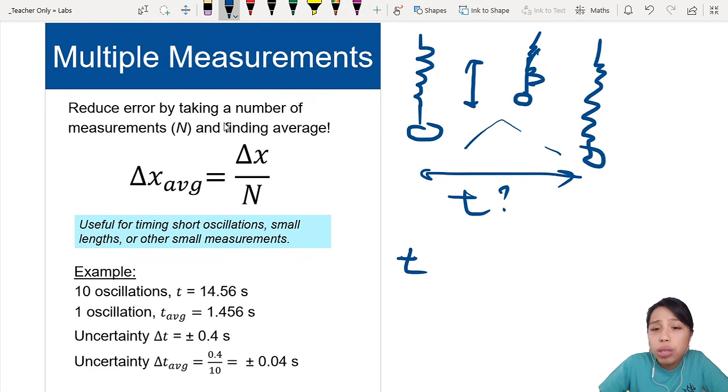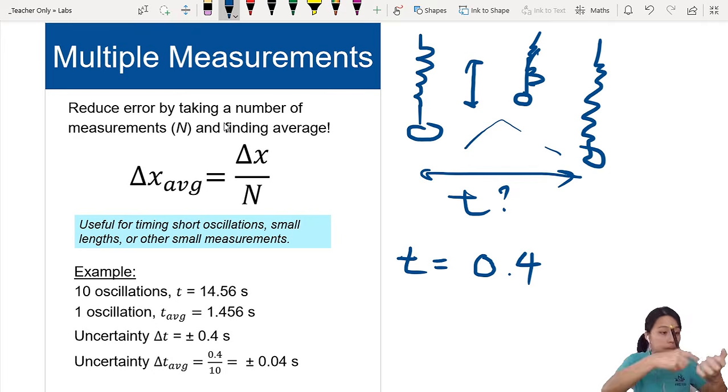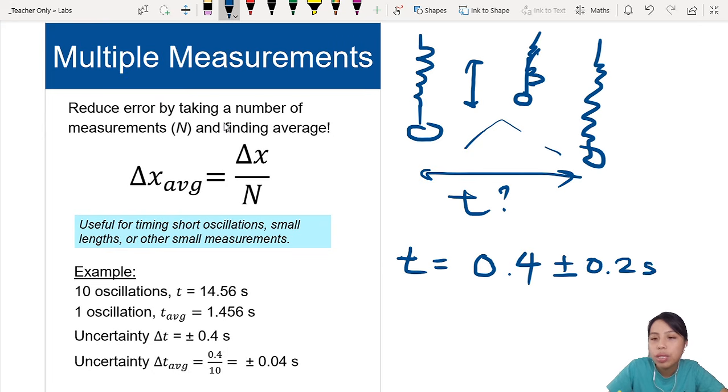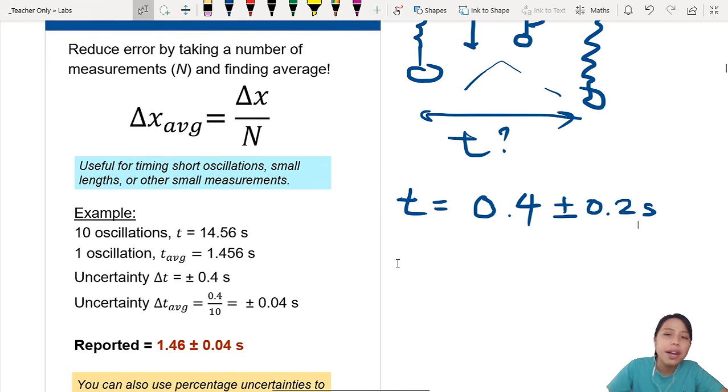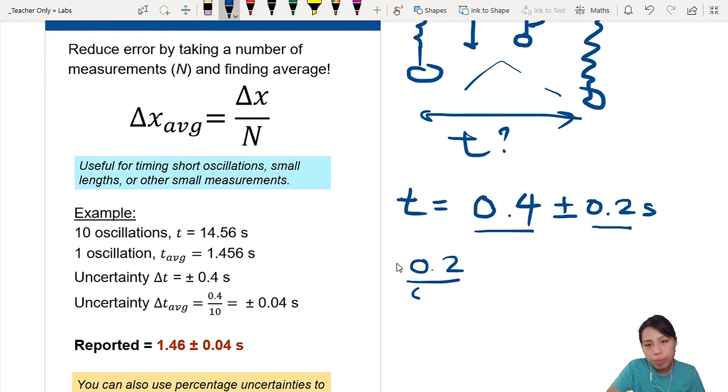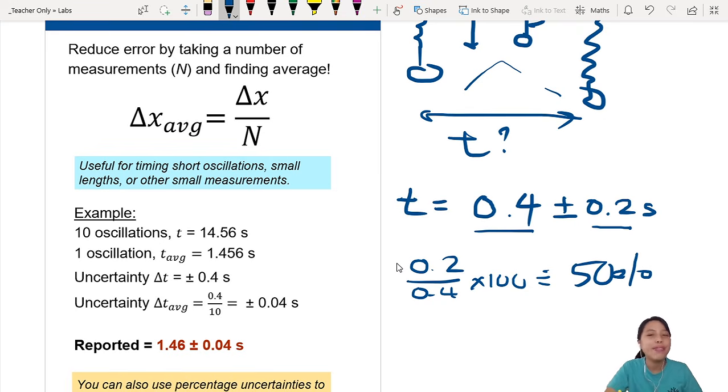Sometimes it's very short. Maybe one bounce is only 0.4 seconds. On the stopwatch it says 0.4. But then your uncertainty of human reaction is already 0.2 to 0.4. I'll say, okay, generally 0.2. That's not good. Can you see why? Your uncertainty is so big. Your measurement is so small. So your percentage uncertainty is 0.2 divided by 0.4 times 100. Wow, 50% uncertainty. That is very, very big.